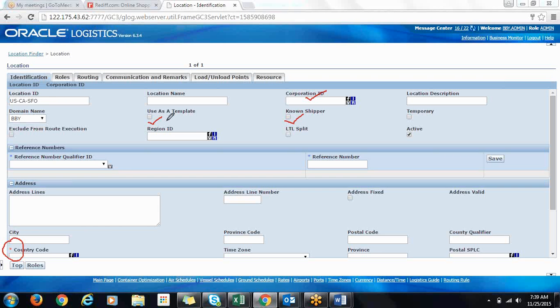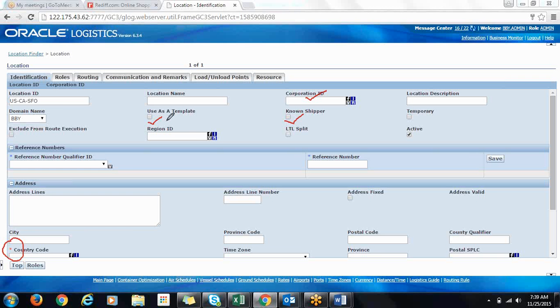Means the country, postal code, province code, the usage, all that we will create as common data and mark it as a template. So let's say, for example, I'm now creating customers for building one. I'll just copy this particular location and then change the building details and complete my setup. Okay, so that is the usage of a template.